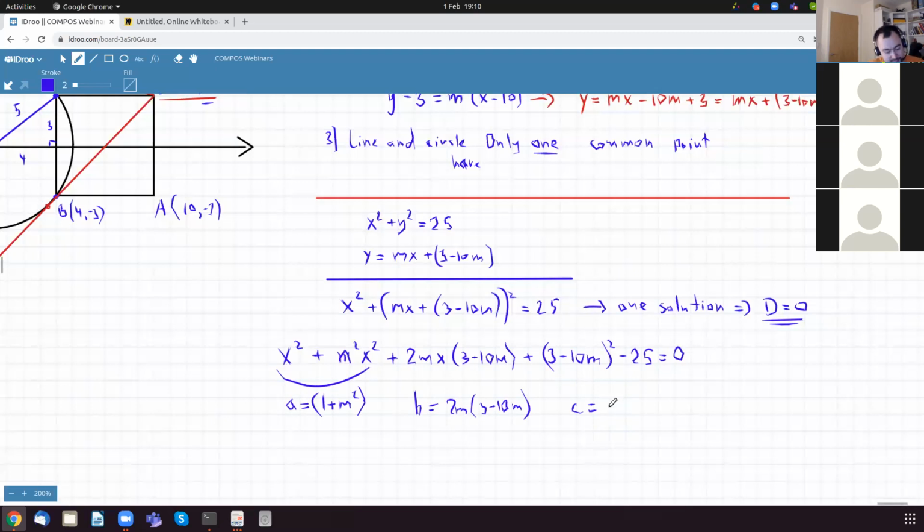Well, I'm going to open it up right away. So it's going to be 9 minus 60m plus 100m squared minus 25. So C is equal to minus 16 minus 60m plus 100m squared. Actually, it makes sense to write it the other way around.